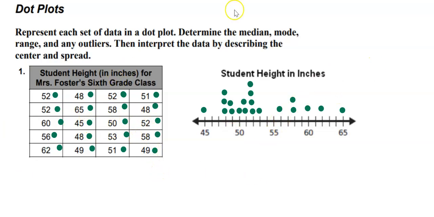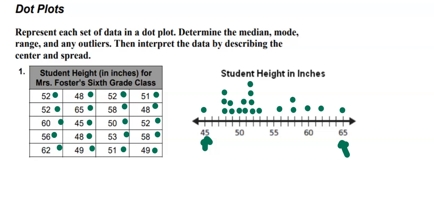Okay, so it says determine the median, mode, range, and any outliers, then describe the data by describing the center and spread. You notice right here that we have a cluster that's between 48 and 53. That's pretty much where all of the students' heights are. And then you have two outliers. You have this one right here at 45, and then you have this one over here at 65. That means that one of the students in the class is way shorter than everyone else, and another student is way taller than everyone else. So those are your outliers.